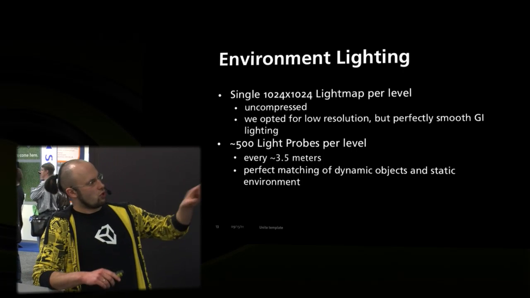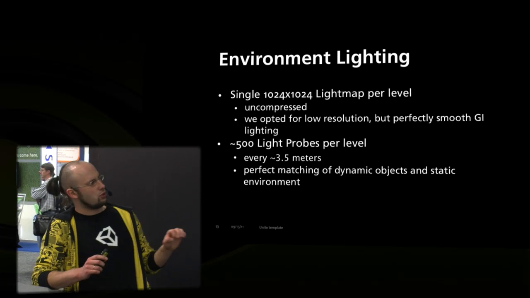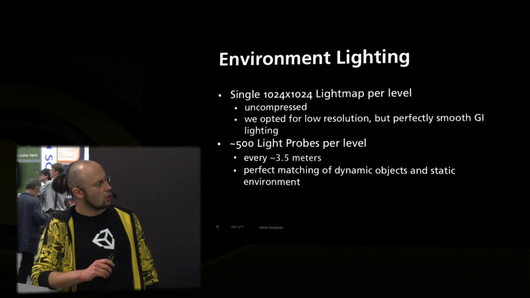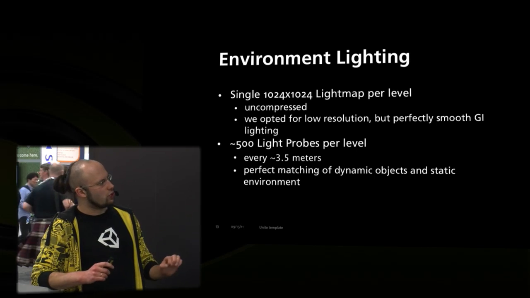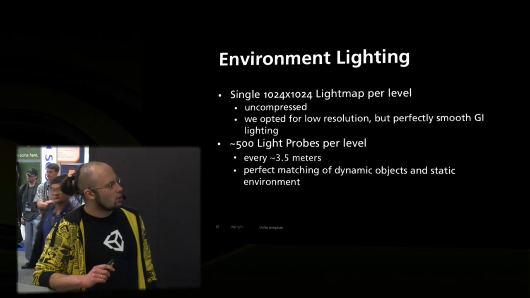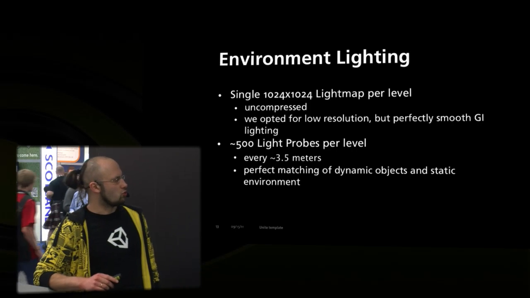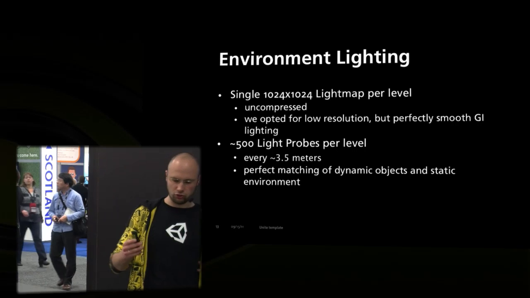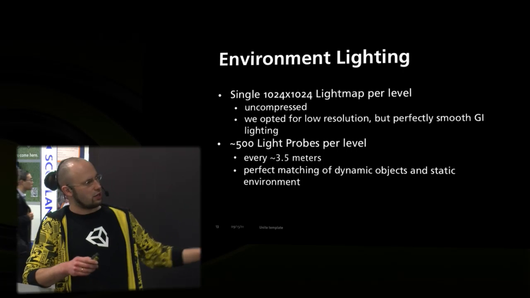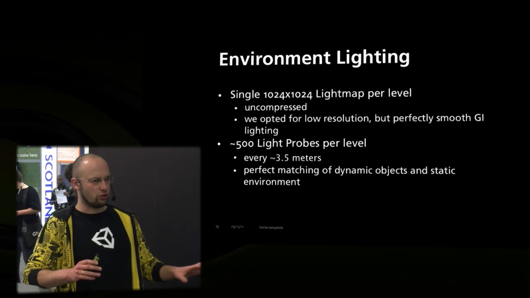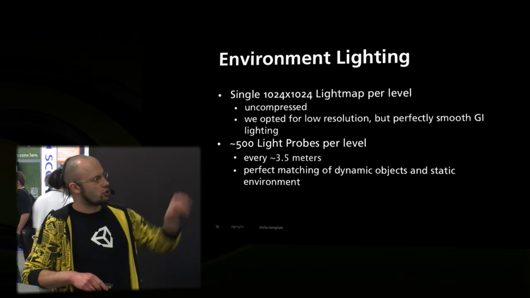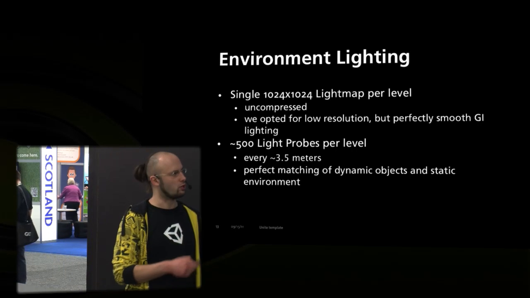We store around 500 of those points in the level. They are more or less hand placed, and it's pretty easy to do that. They are spaced every 3.5 meters, more or less. That allows us to perfectly match both dynamic geometry and the static level environment. If you have some lighting inside the level, we don't need to put any additional lights to light dynamic objects. They just automatically catch the lighting coming from the light probes.